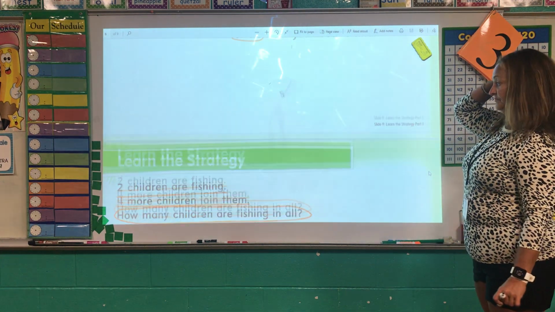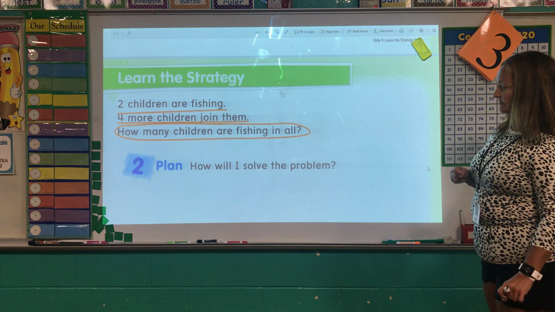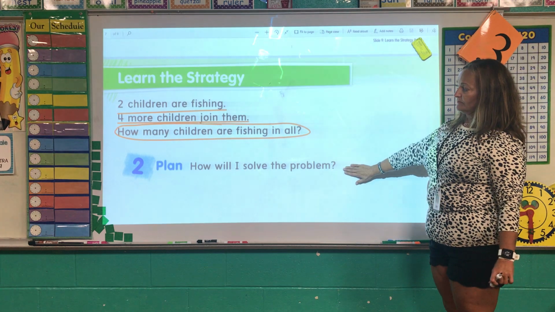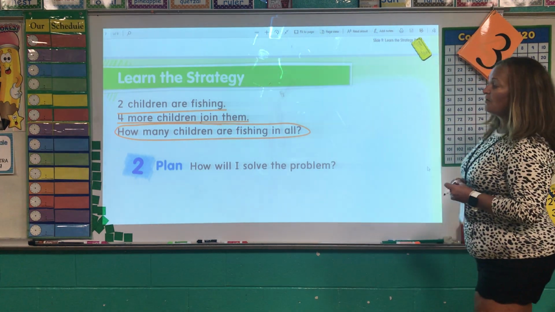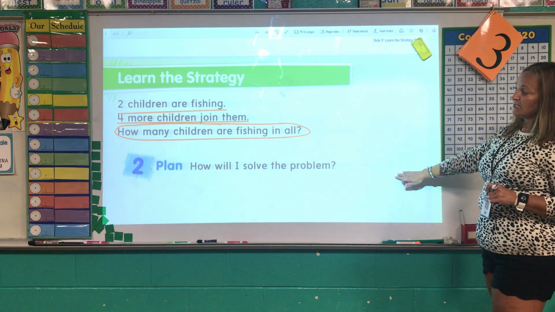Then we're going to make a plan. How am I going to solve this problem? How am I going to find out how many children are fishing in all? What is it I should do to get this answer?